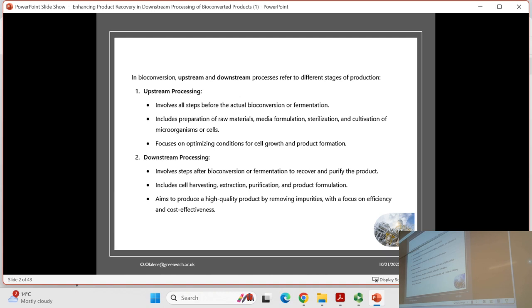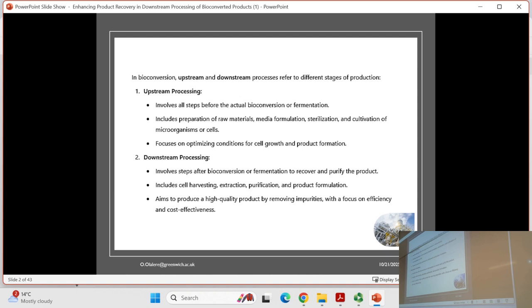So now it includes cell harvesting. Have you ever heard of cell harvesting before? Some people, this is their area of expertise, right? It includes extractions. It includes purification. It includes product formulation, because some of the products we have are just the active ingredients.